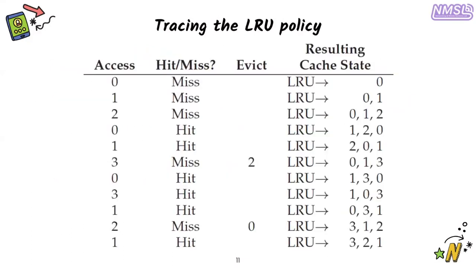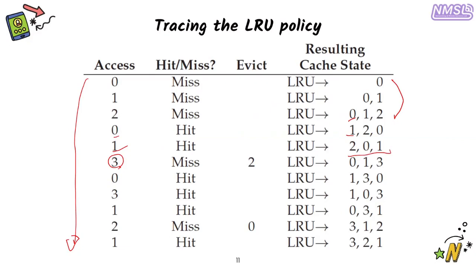Let's dive into LRU. So again, same access pattern. First, 3 cold misses. Now 0 is a hit, 1 is a hit. But now 3 is a miss.